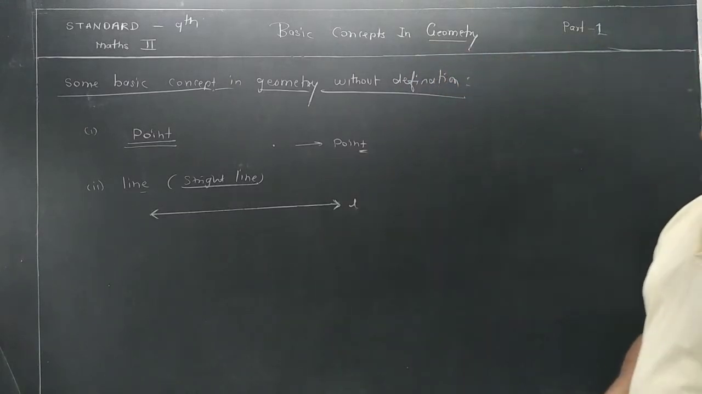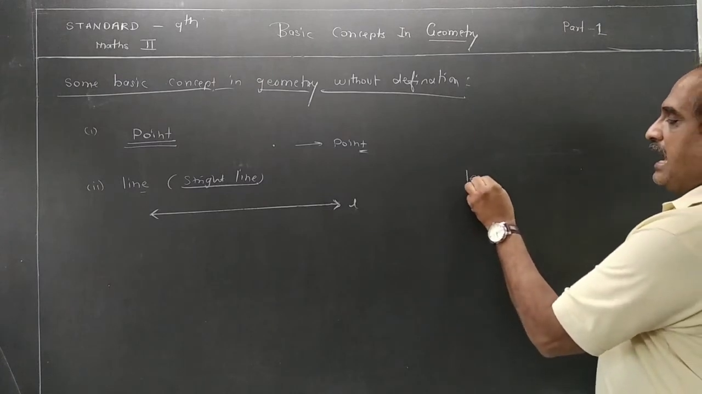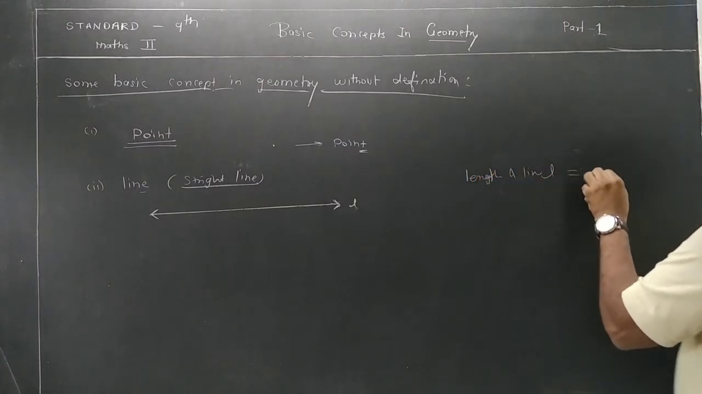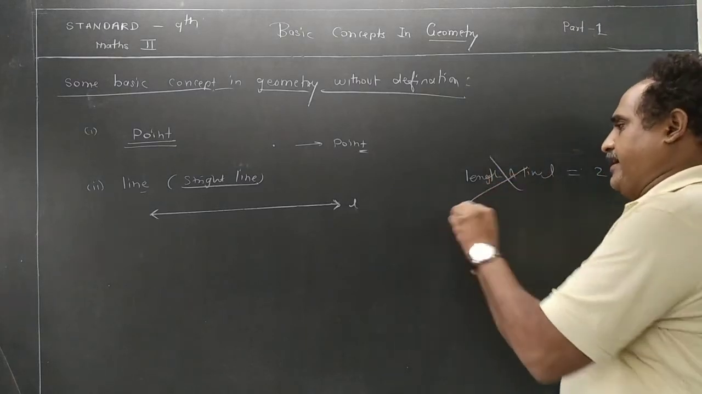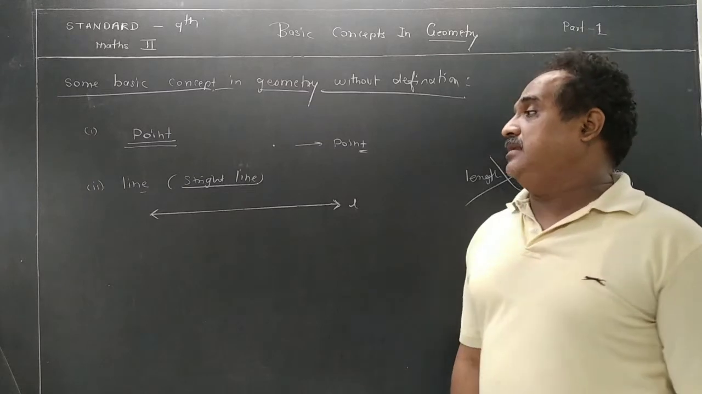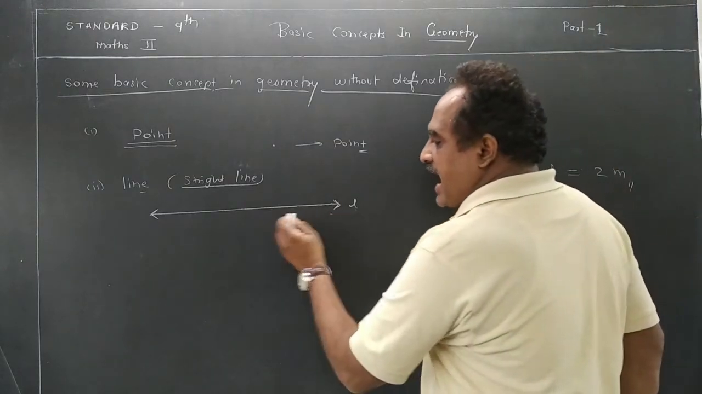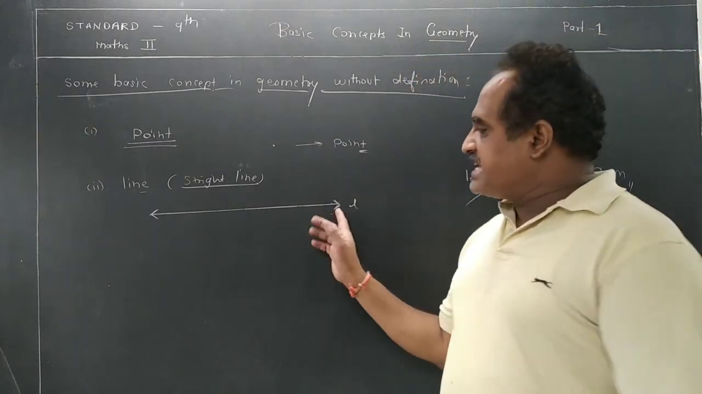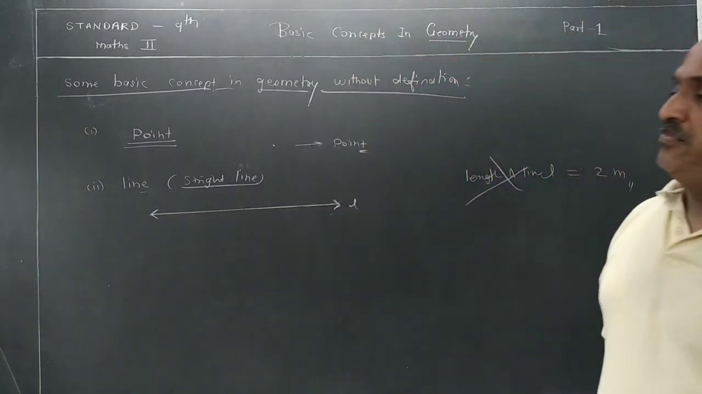Achha, what is the meaning of these arrows? Arrows means, suppose I am giving a statement, length of line L is equal to 2 meters. That indicates I don't know geometry. It is not possible. The reason for this is, when you are giving these arrows, you can imagine that this line is extended in both the directions.